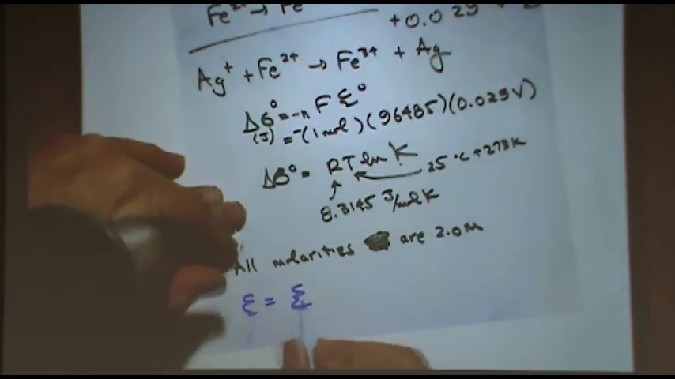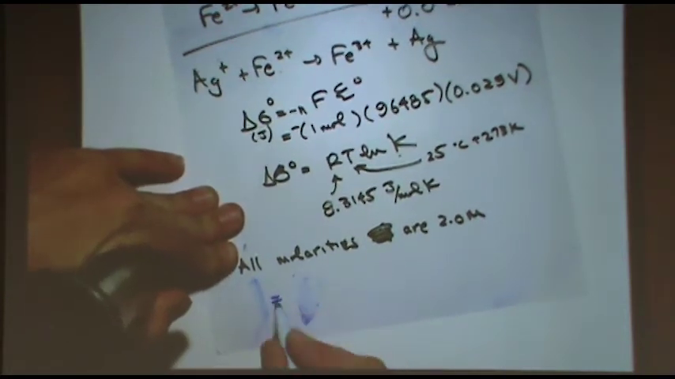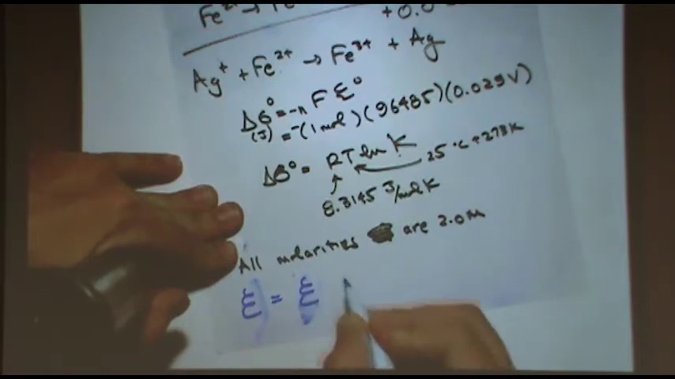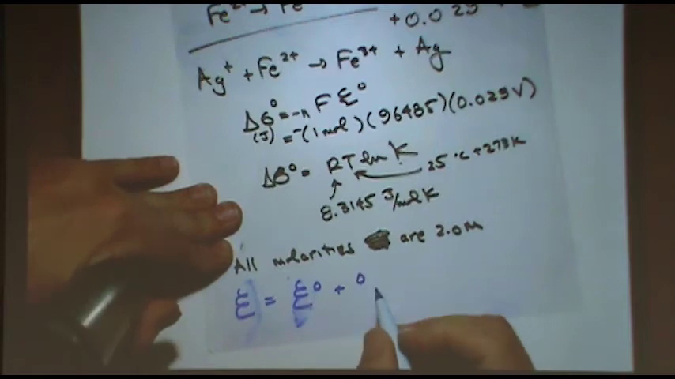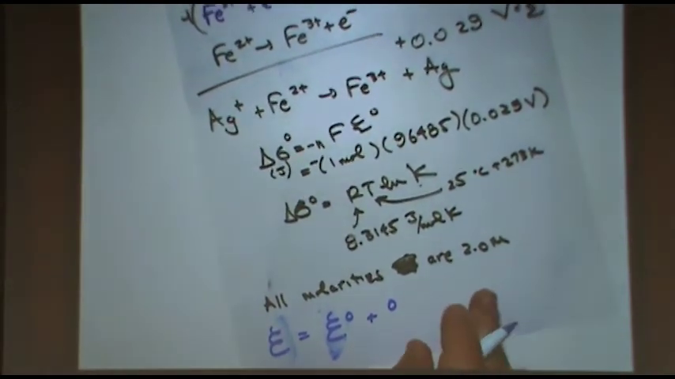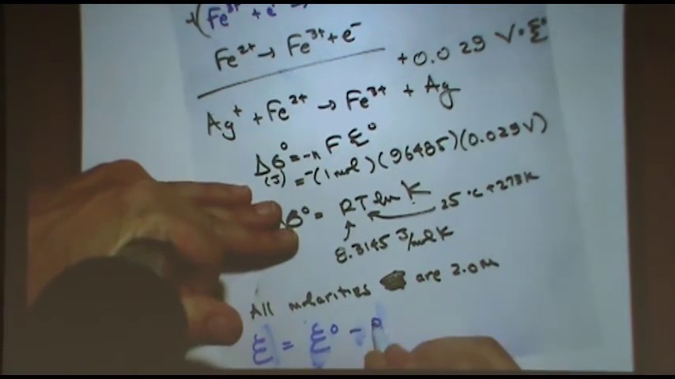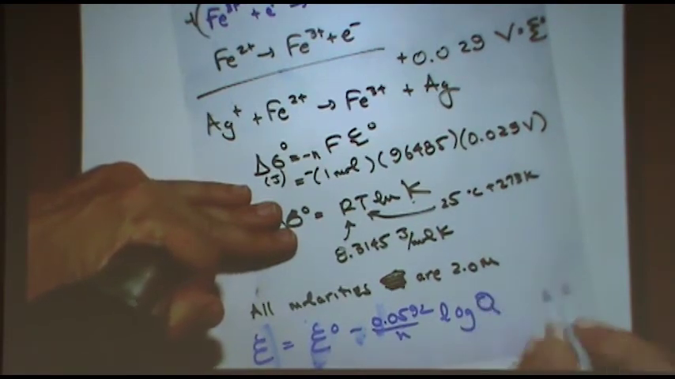This is, if you don't understand this, a squiggly E. I like it better than the regular E sometimes. Here, let me write it nicely. There we go. Okay? E equals E standard, minus 0.0592 over N log of Q.